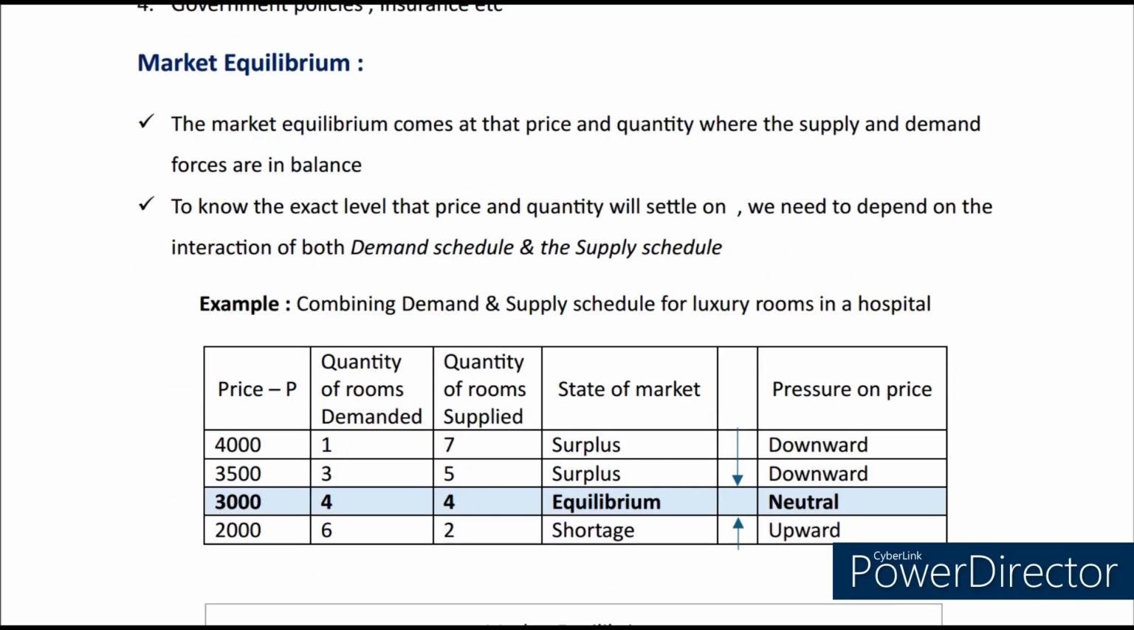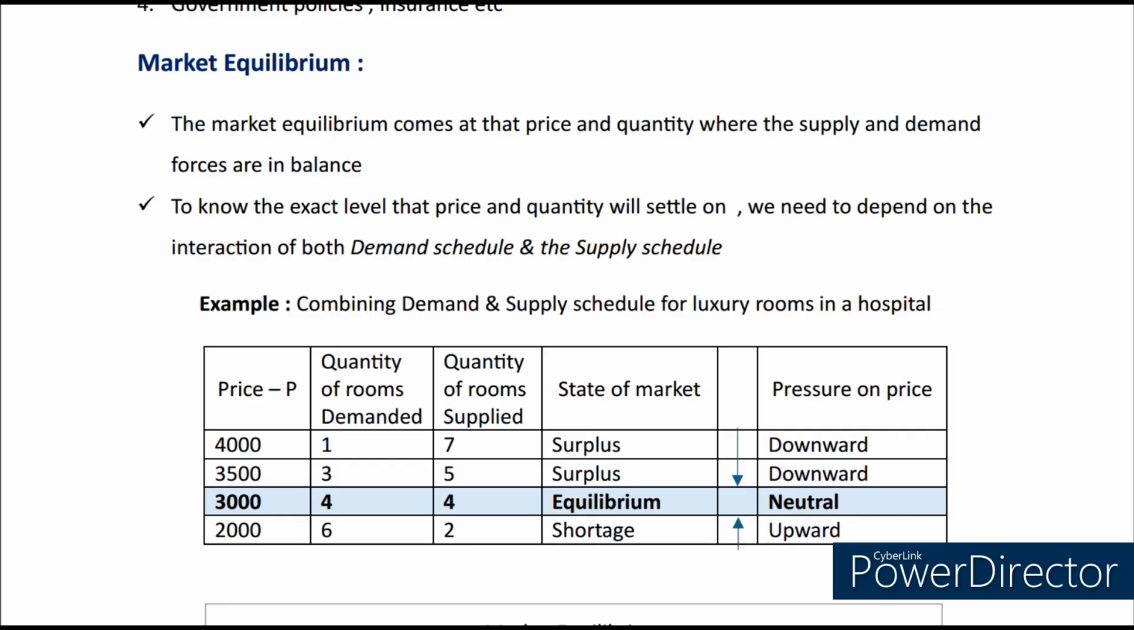Now coming to market equilibrium. Before this, we have discussed the demand schedule and the supply schedule, right? So the market equilibrium comes at that price and quantity where the supply and demand forces are in balance. So what does it mean? To know the exact level that price and quantity will settle on, we need to depend on the interaction of both the demand schedule and the supply schedule. So we need to combine both.